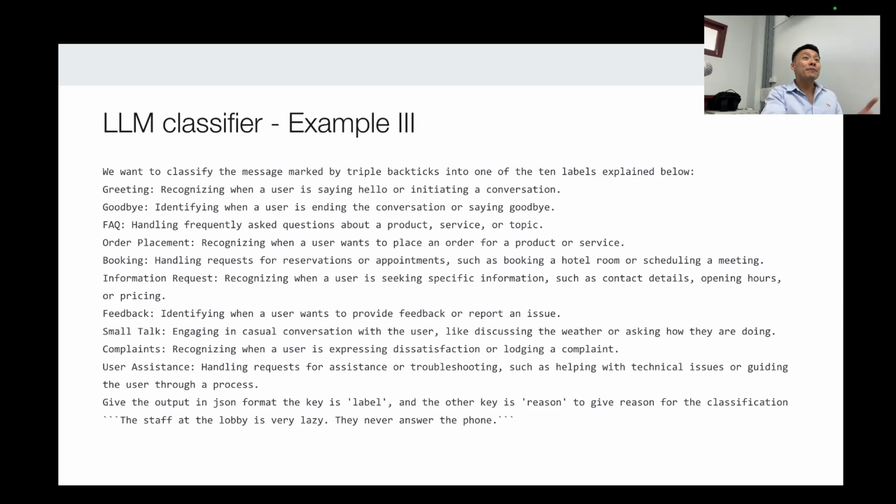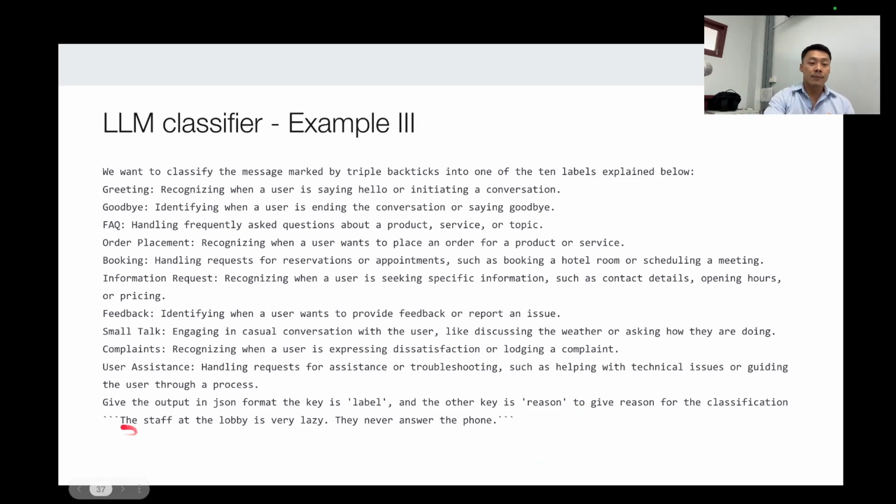Example 3, something even more specific, okay? So this is the intent classification that I talked about. So given a message, you want to classify it into, what is it? Greeting, goodbye, FAQ, order placement, booking, information request, feedback, small talk, complaints, user assistance, any labels that you want. And if one day you want to expand your classifier to cover more labels, what do you do? You change the prompt and you're set. Amazing invention.